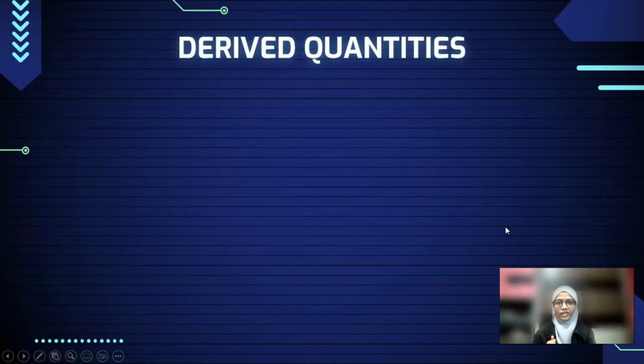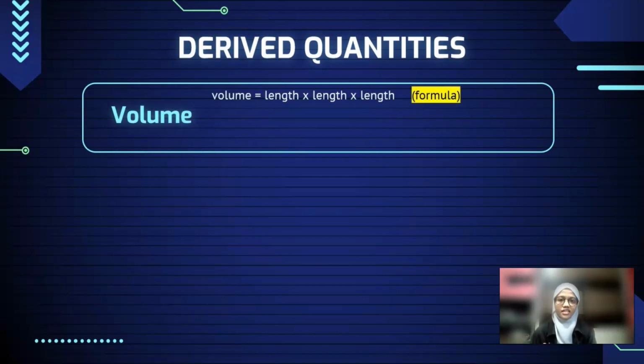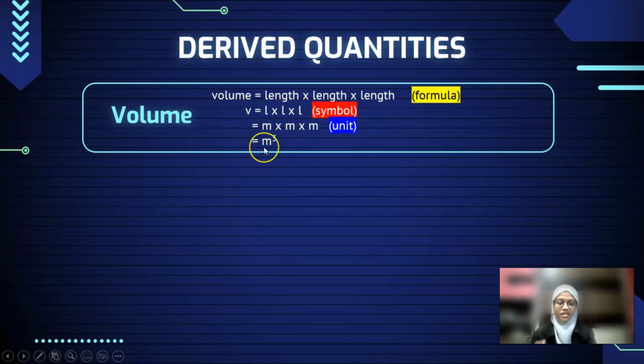Let's see further about derived quantities. So how do we get the unit of derived quantities? Well, the first one we will see is volume. Firstly, we need to write what is the formula of volume. So the formula of volume is length times length times length. The symbol of length is small l, and finally, the length unit is meter. That's how we get the volume unit, which is meter to the power of 3.